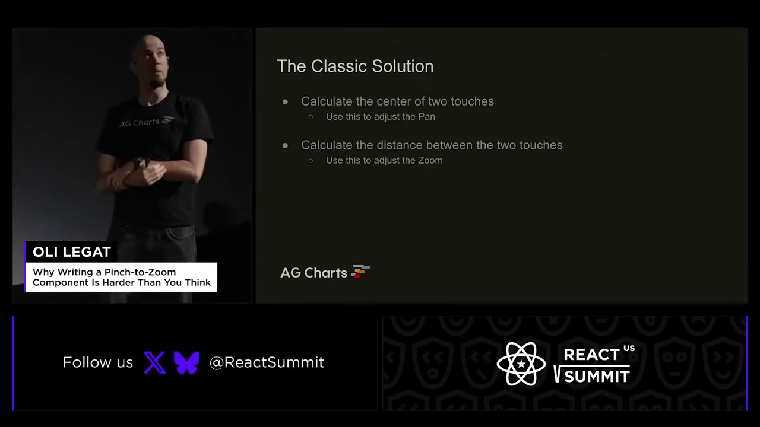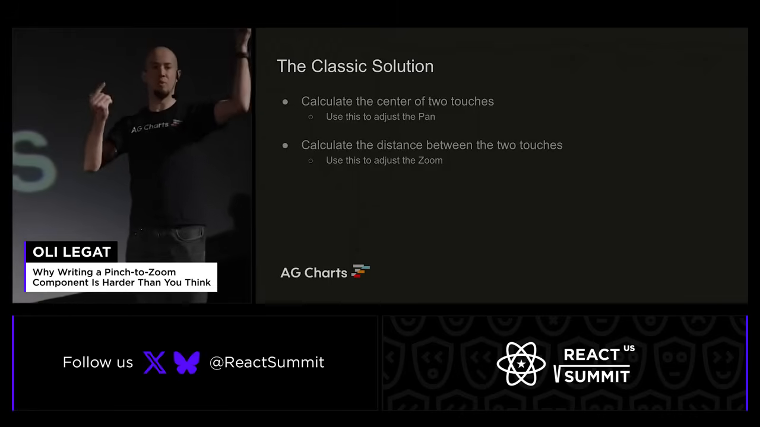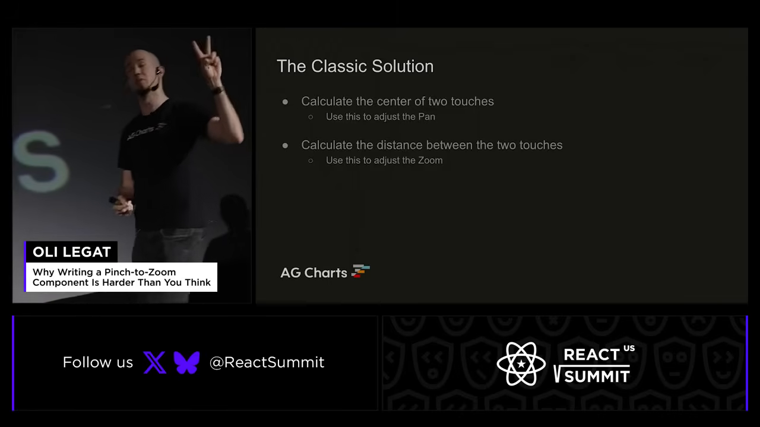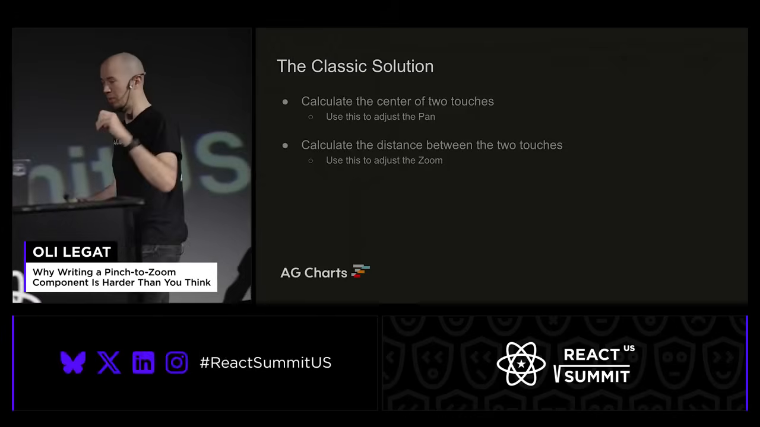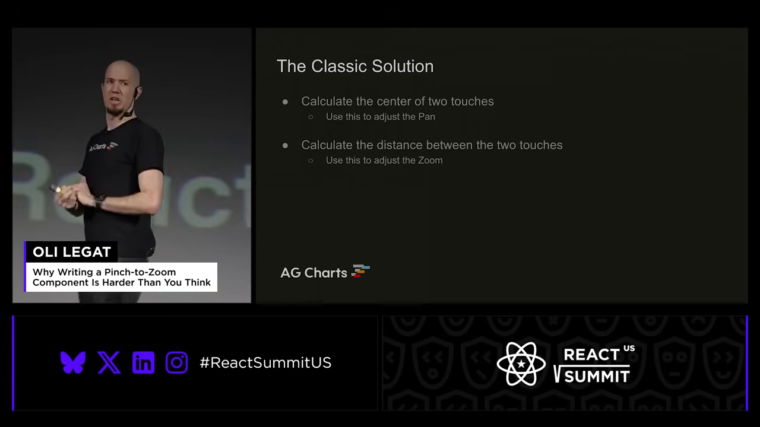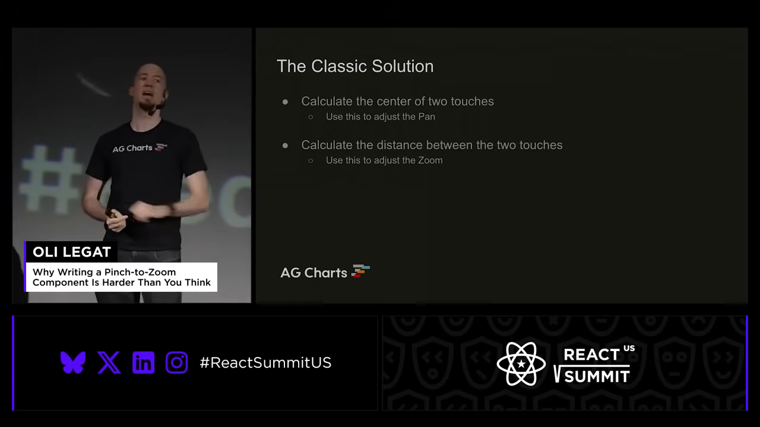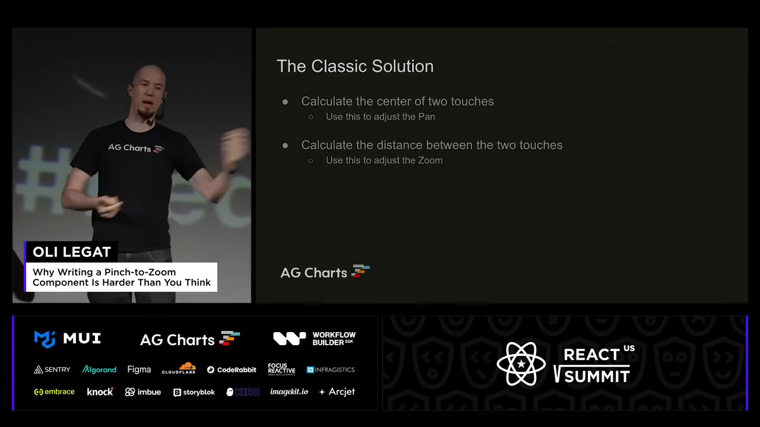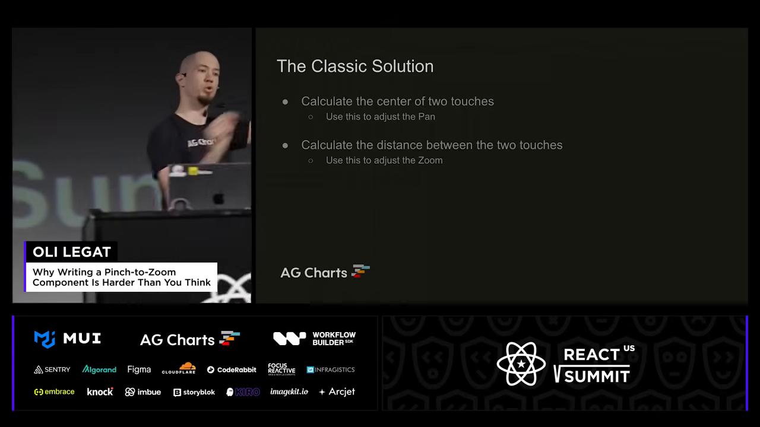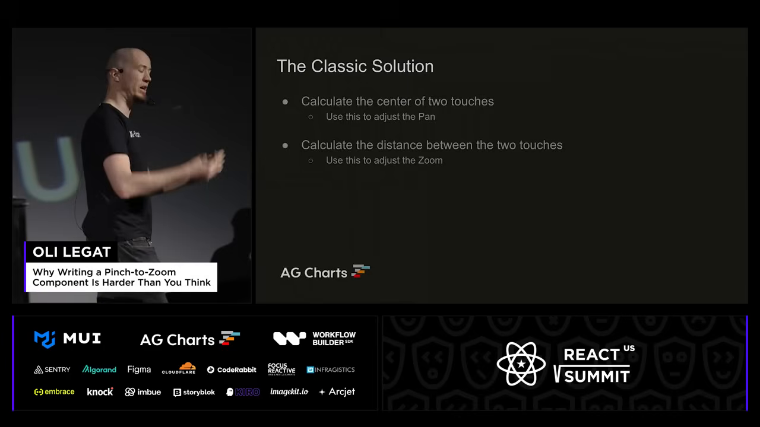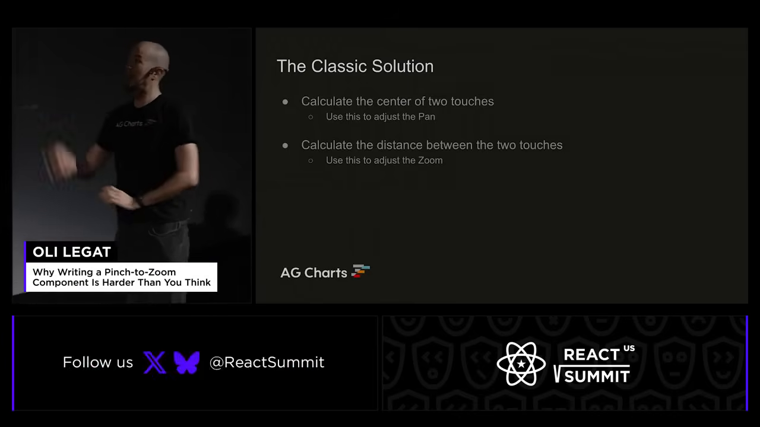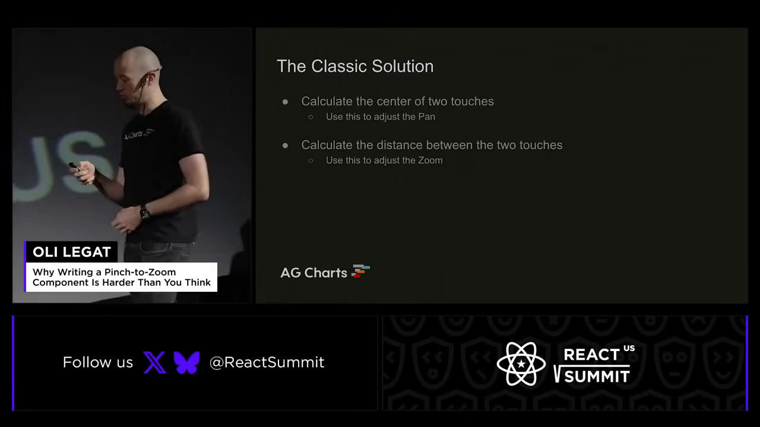Basically, the way that it works is when you've got two fingers, they both have X and Y coordinates, and you use those two touches to calculate two different variables. One variable will be the center, or you can think of it like the average X and Y positioning. You track that average, and as that changes, you can adjust the pan with that. Then the second thing you calculate is the distance between those two touches. You can calculate that using the Pythagorean theorem, and as that changes, you can adjust the zoom. And so that actually works for most use cases.